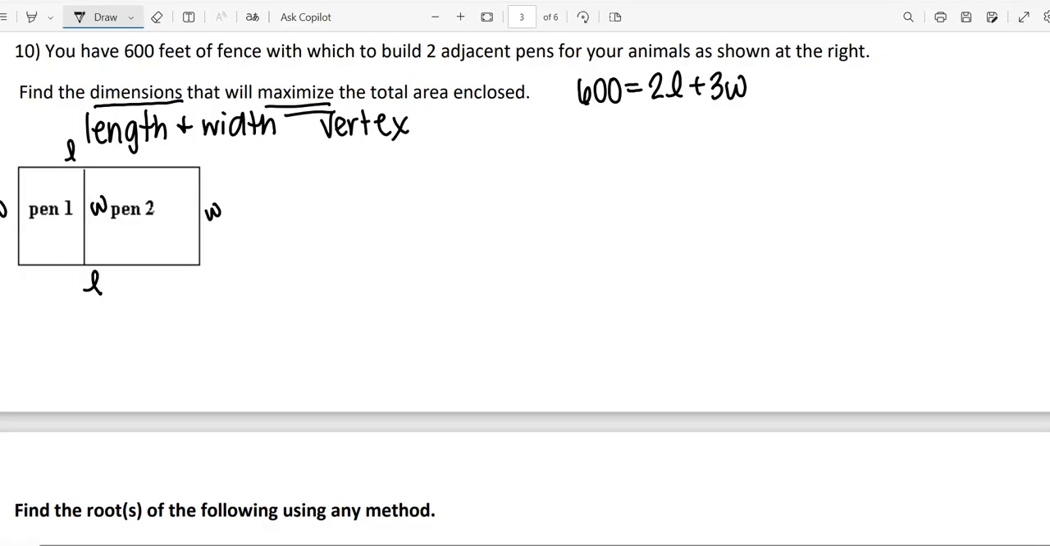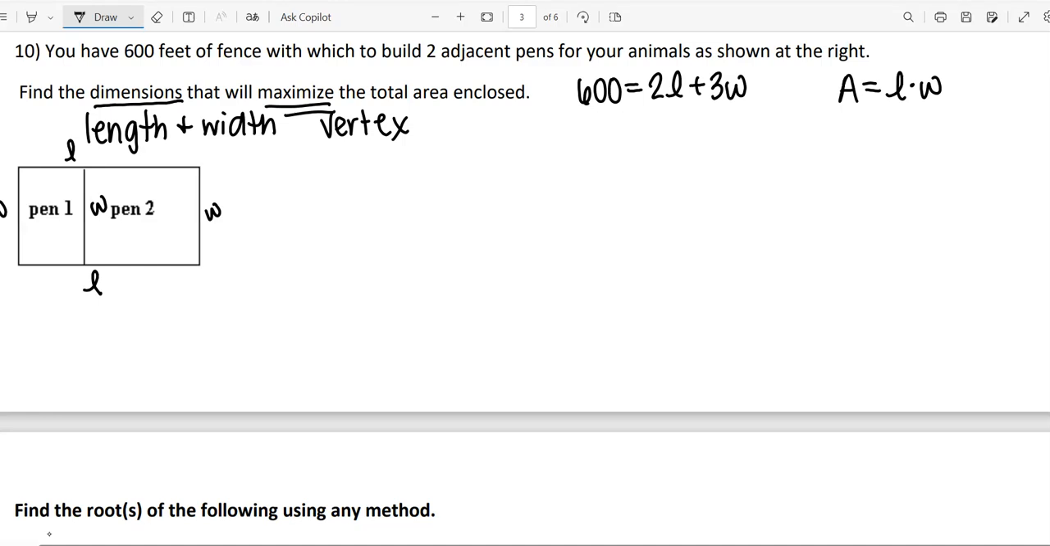What's the area? Ooh, okay, we got an area. Yeah, what's the area? Okay, length times width, okay. We're trying to maximize the area, so we need to work with our area equation. Except our area equation has two variables in it. How do we fix that?